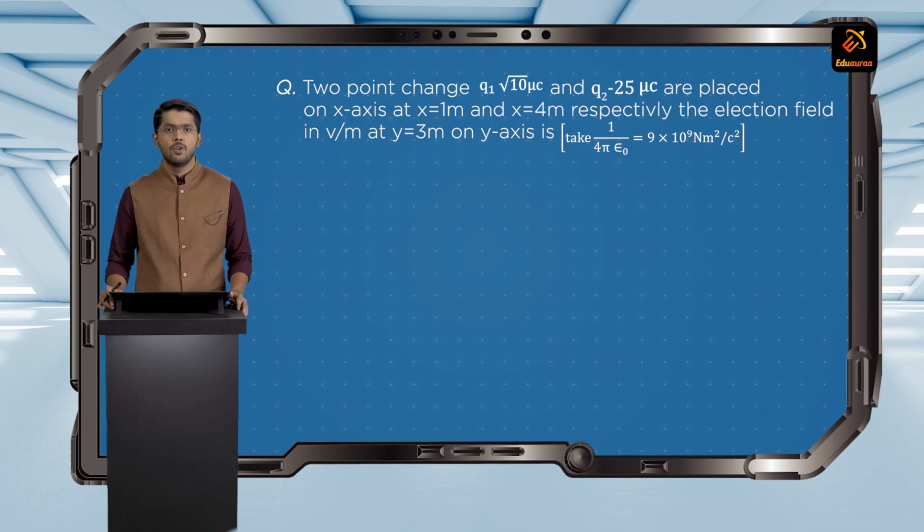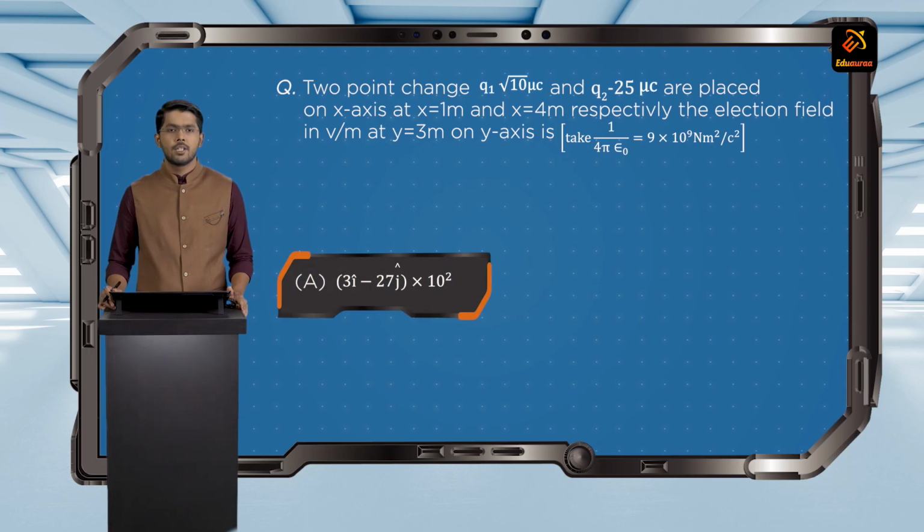Two point charges Q1, root 10 microcoulomb, and Q2, minus 25 microcoulomb, are placed on the x-axis at x equals 1 meter and x equals 4 meters respectively. The electric field in volts per meter at a point y equals 3 meter on the y-axis is, you have to take 1 by 4 pi epsilon naught equals 9 into 10 to the power 9 Newton meter square per coulomb square. You have your options.